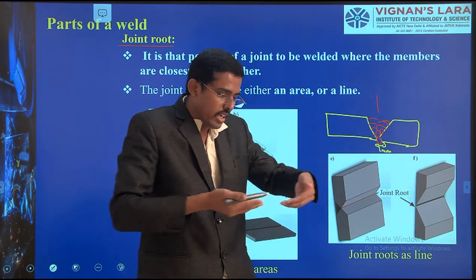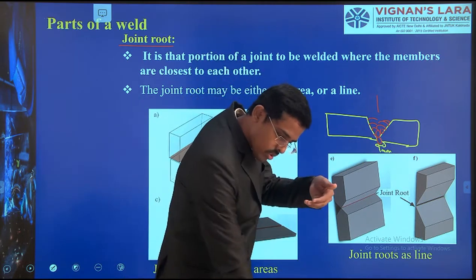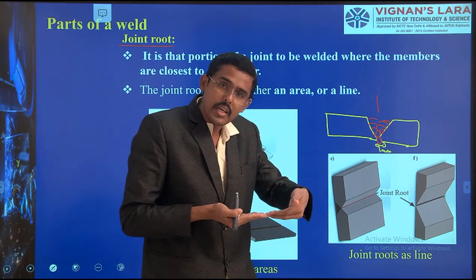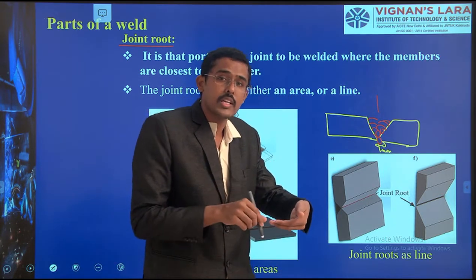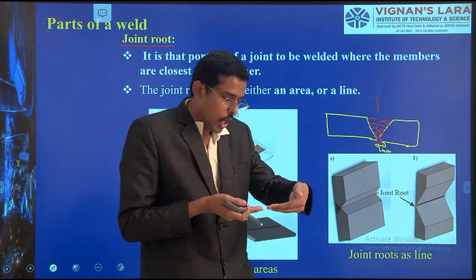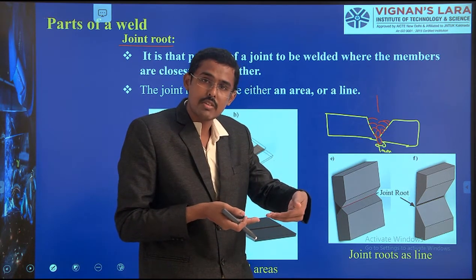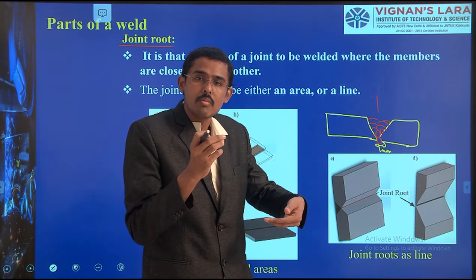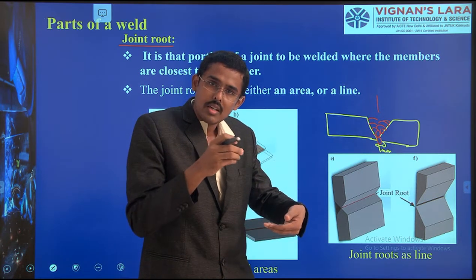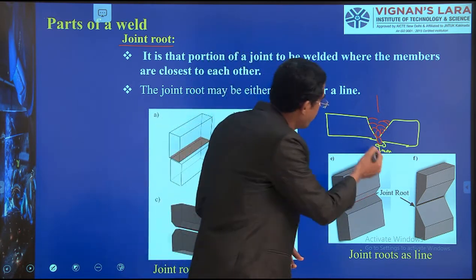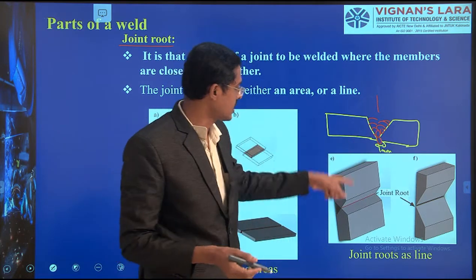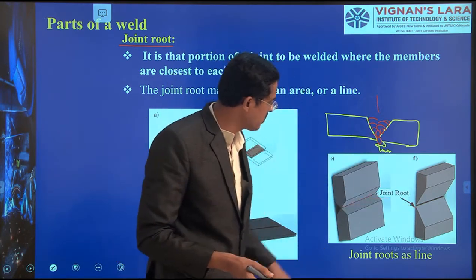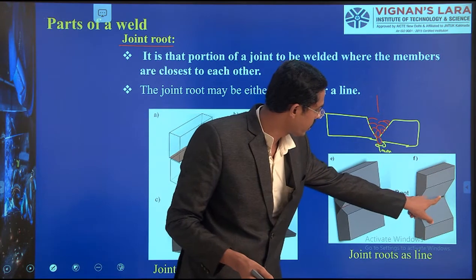If you are keeping it very large, the molten metal goes down. If you are keeping it too near, it will not give the full penetration up to the zero thermal. Therefore, the optimized level should be kept in such a way that the fluidity of molten metal flows down and makes the full penetration joint. So in such cases I have given this point you can see.